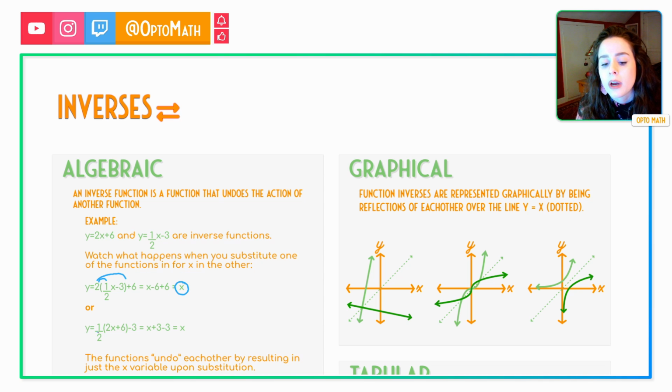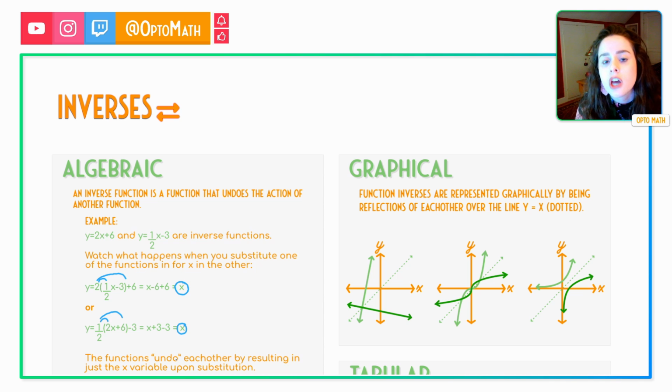Let's look at it the other way. Put 2x plus 6 as a substitution for x into the equation, y equals 1/2 x minus 3. We distribute our 1/2. 1/2 times 2 is 1, so 1x. 6 times 1/2 is positive 3. And then you have the -3, so x plus 3 minus 3, and that's x. So notice it undoes all the extra stuff and always goes back to x.